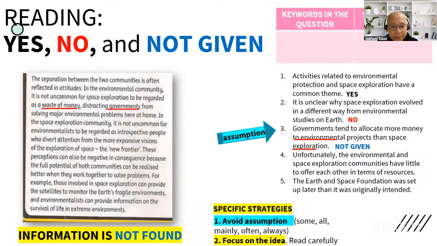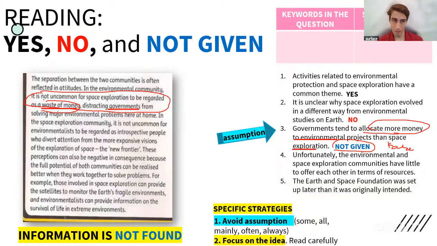So here, for example: governments tend to allocate more money to environmental projects than space exploration. The answer is not given. When students read this one, with waste of money, for example, and allocate more money, they tend to answer false. They assume that allocate more money is the opposite of waste of money, something like that. That is assumption. This is mostly a terrible trap they fall into.